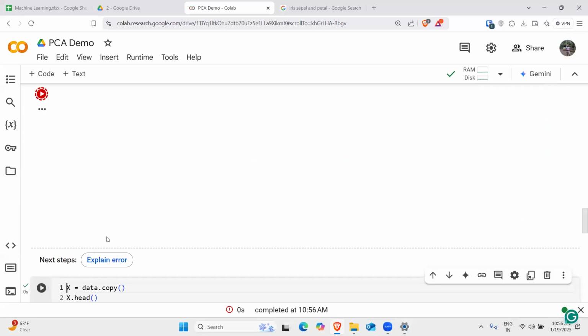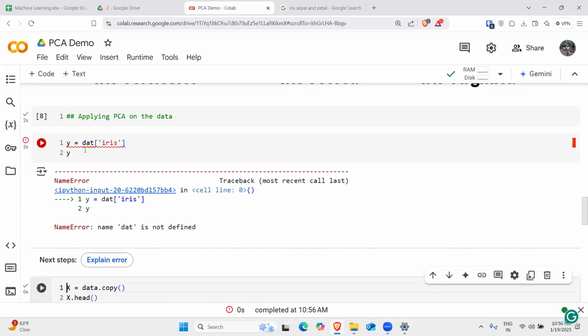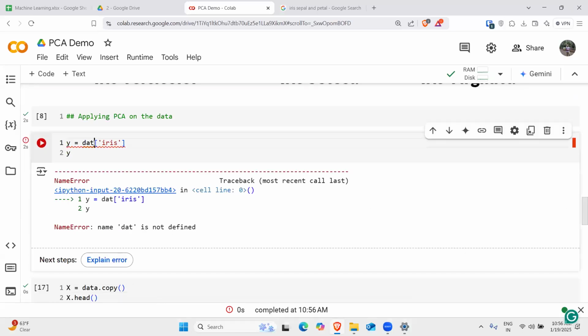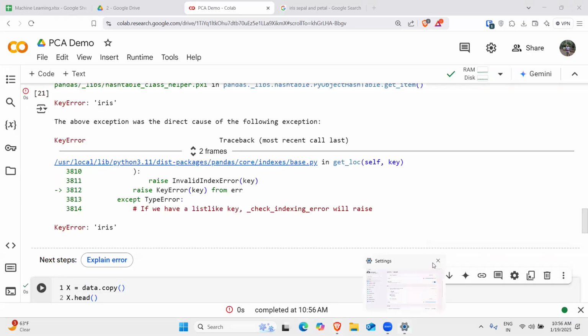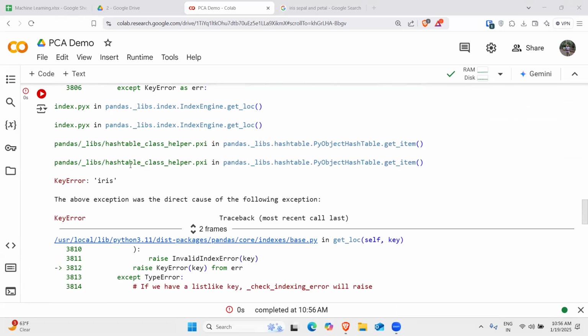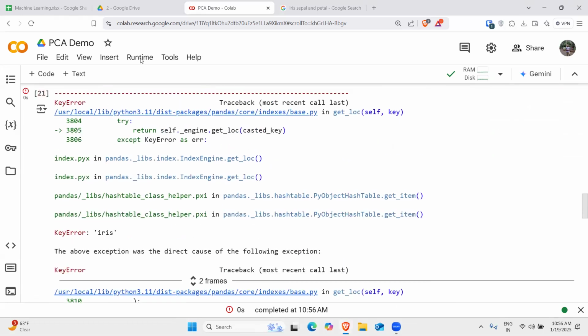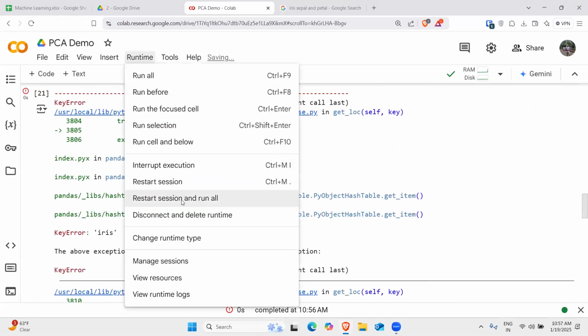Then we'll do scaling, because if you just see, it's not there. How is it possible? Let me just restart and run all of this.